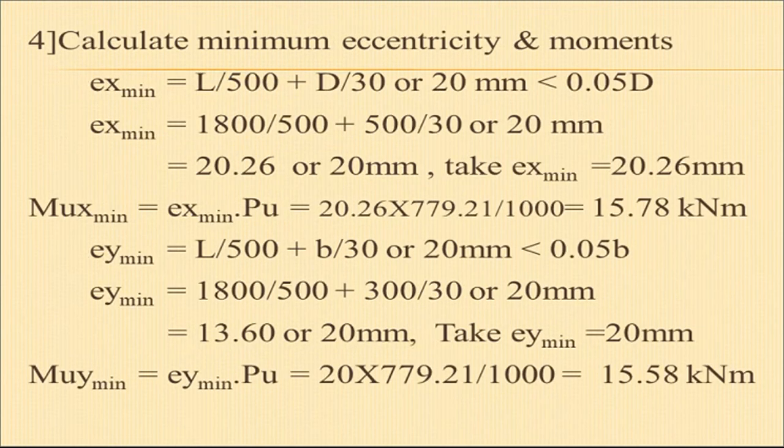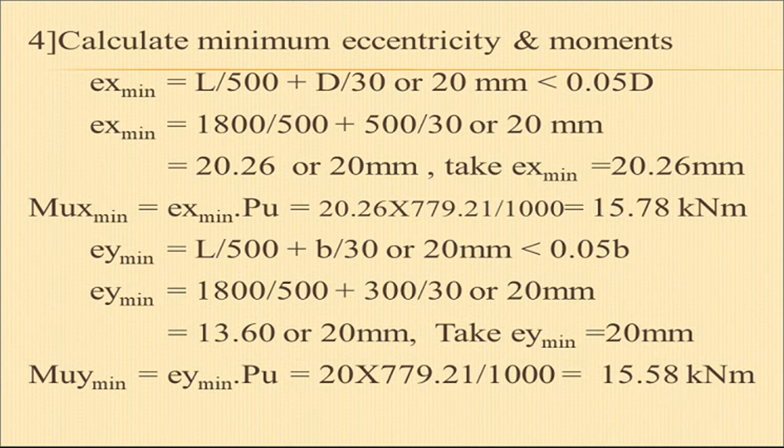Now step number 4, minimum eccentricity. Repeat the same procedure. L by 500 plus D by 30 or 20 mm, whichever is less. Then it is 20.26. So we take 20.26. Then Mux is equal to Ex minimum multiplied by Pu. We get the minimum moment along the x direction. Similarly, we get the minimum moment along the y direction after finding the Ey minimum. Here 13.60 and 20. That's why we get 20.